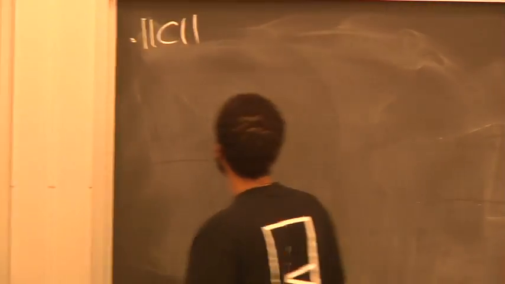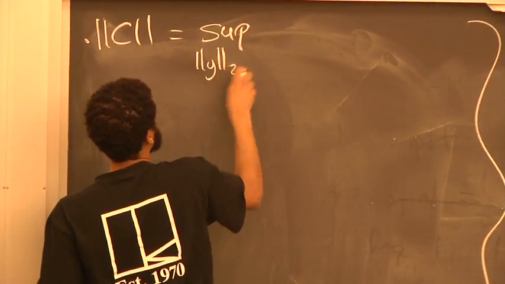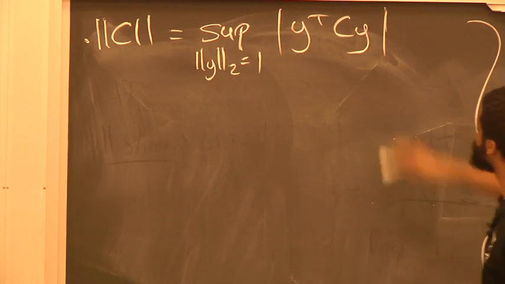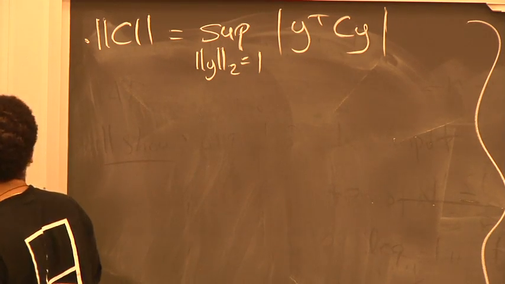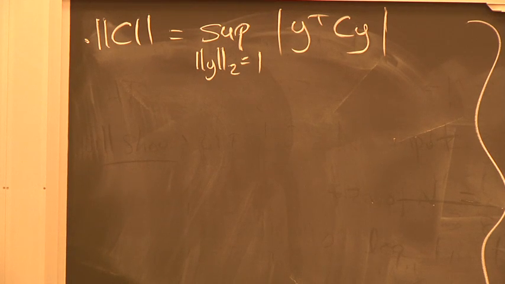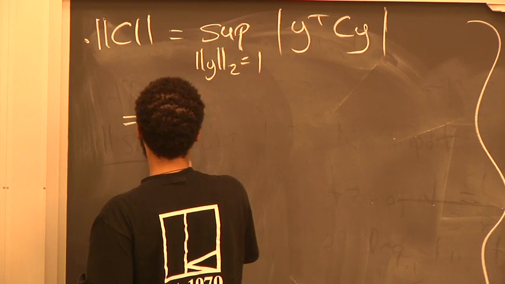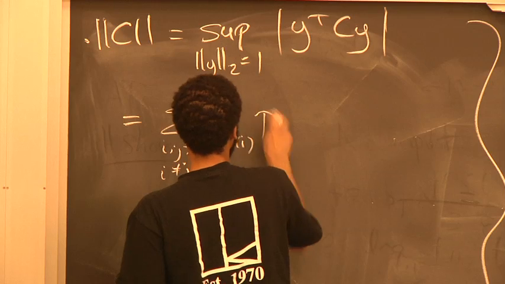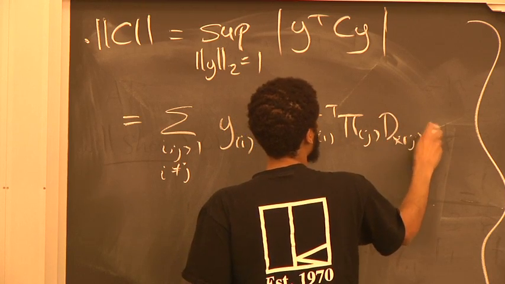So now let's look at the operator norm. C is a symmetric matrix, okay? So this is just equal to the sup over y having unit norm of y transpose C y. Okay? So let's bound this. I'm going to stop writing sup from now on, so just pretend y is the thing that actually achieves the sup. So this is equal to the sum over i, j bigger than 1, i not equal to j, of yi transpose D xi pi i transpose pi j D xj yj.